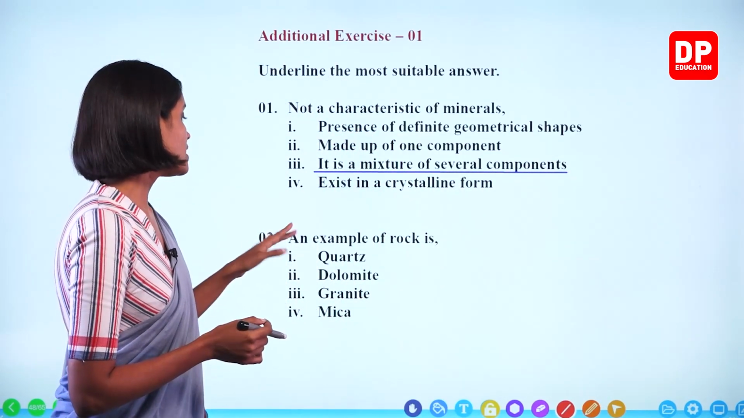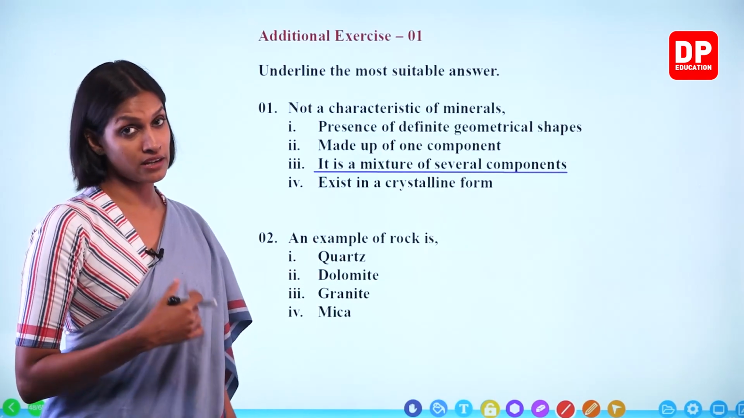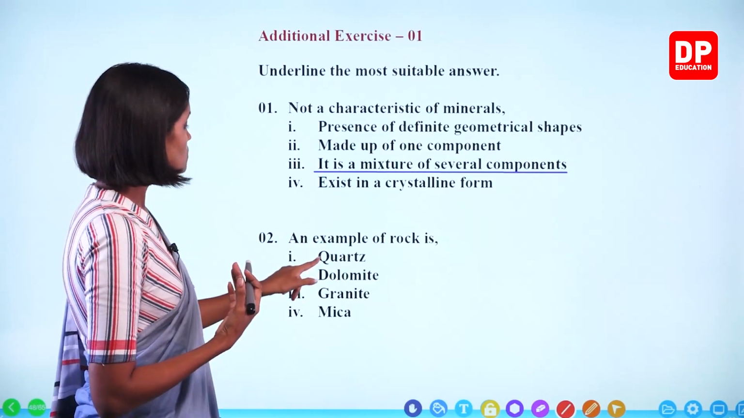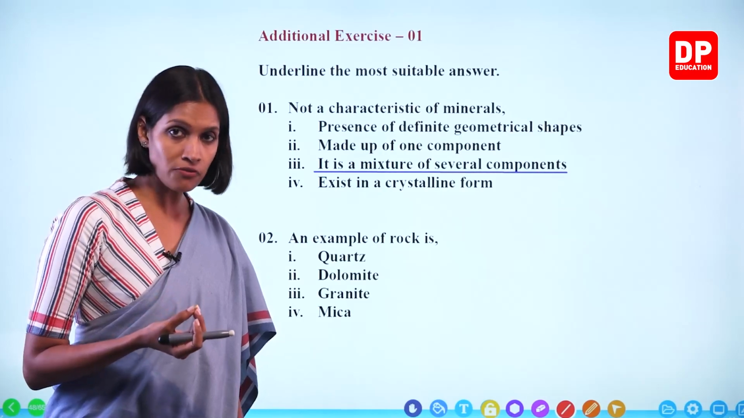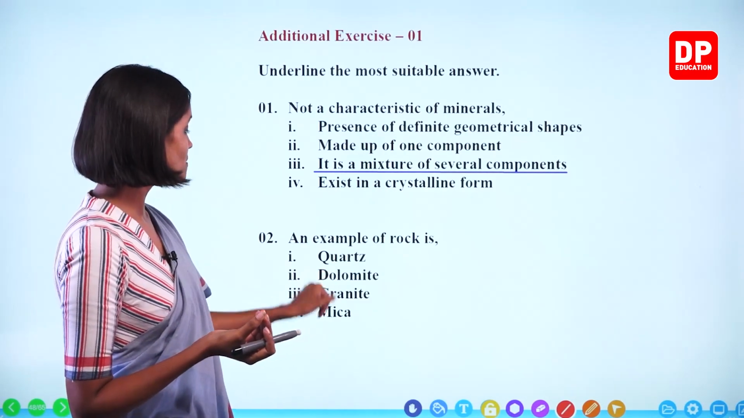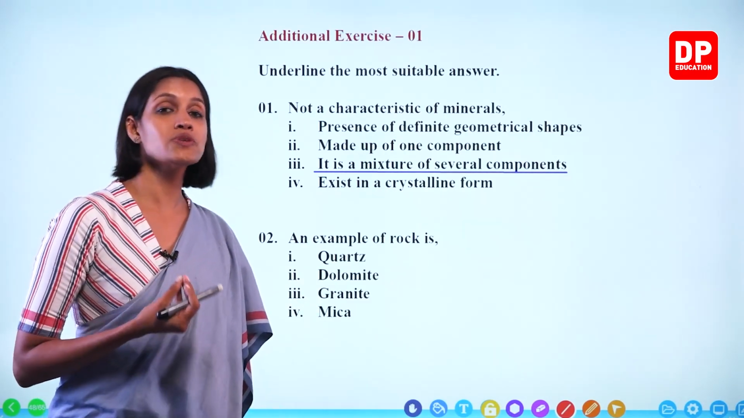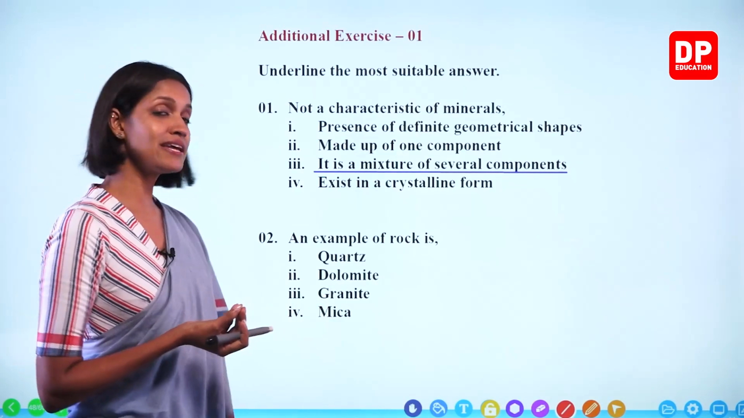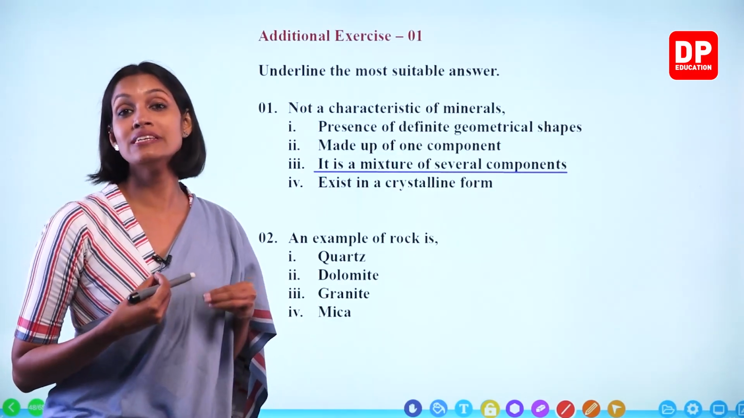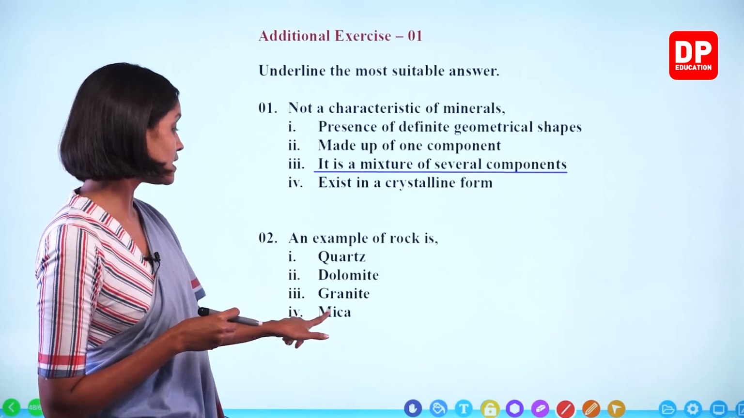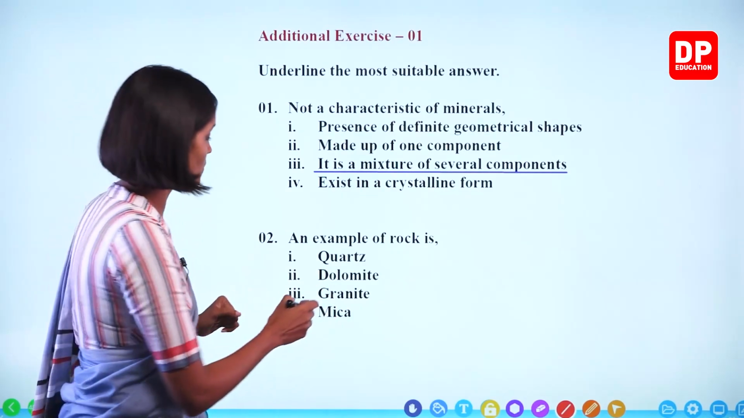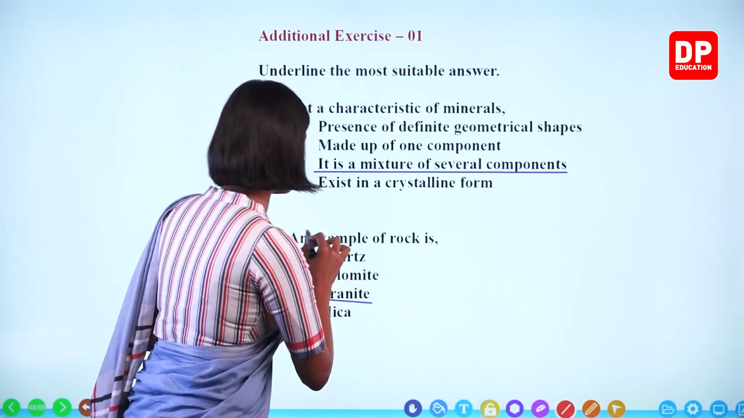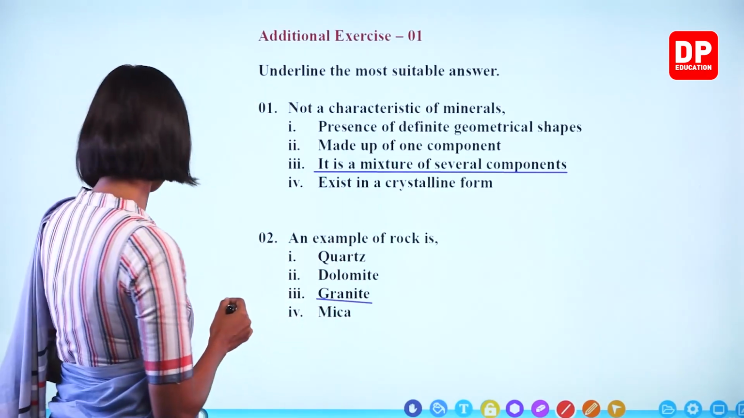Number 2. An example of rock is, there are different types of rocks we learned. Quartz. Quartz is a type of mineral. Dolomite. Dolomite is also a type of mineral. Granite. Granite is a type of igneous rock. Mica. Mica is also a mineral, okay? Granite is the answer. An example of rock, okay?